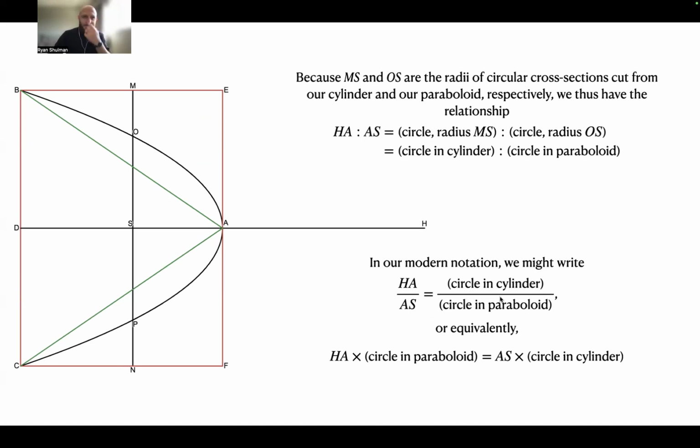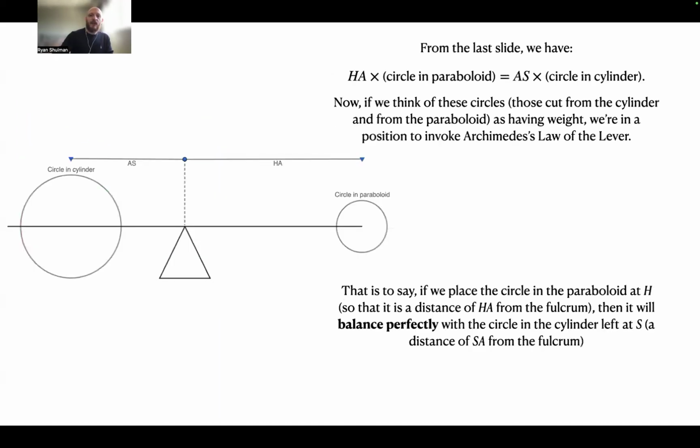But writing it in this modern notation, it's a little bit easier for us to manipulate this equation to obtain this equation down here at the bottom, and this is just cross multiplication, basically. HA times the circle in the paraboloid is equal to AS times the circle in the cylinder. And we want to write it in this way because thinking of it this way, we're in a position to eventually invoke the law of the lever, Archimedes' law of the lever. So again, just rewriting the equation that we had on the last slide, HA times the circle in the paraboloid is equal to AS times the circle in the cylinder.